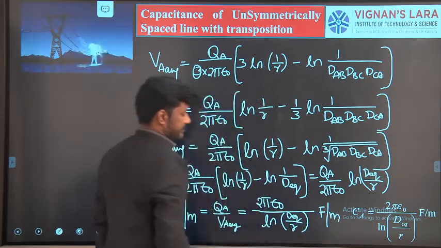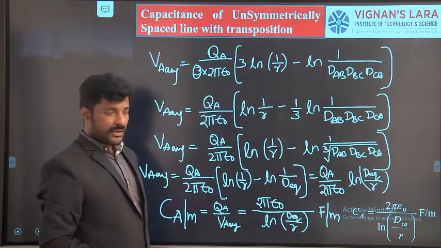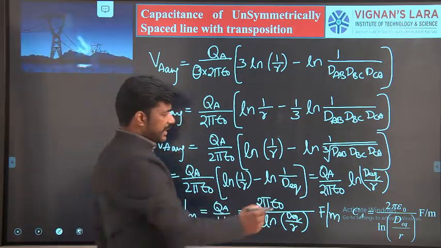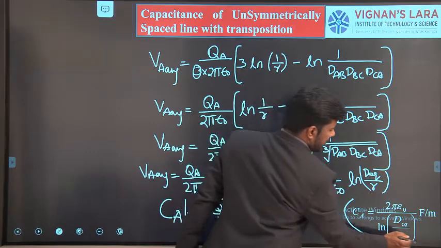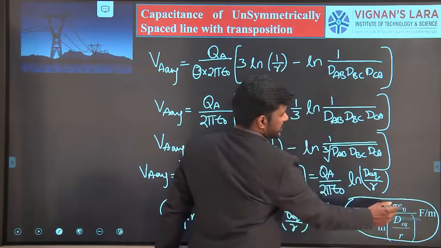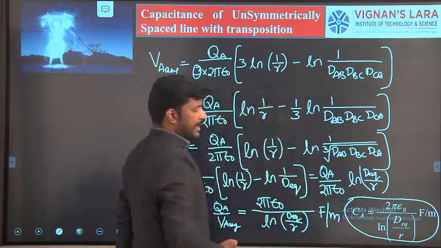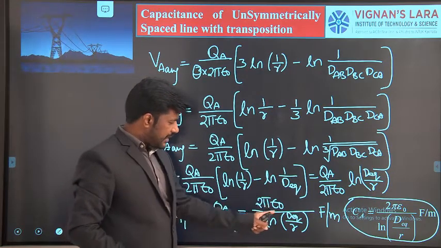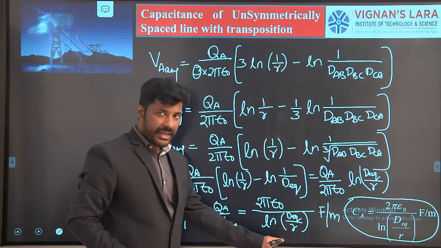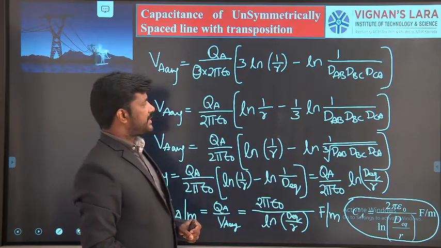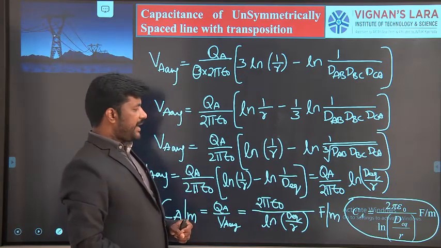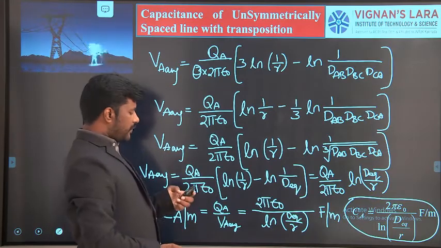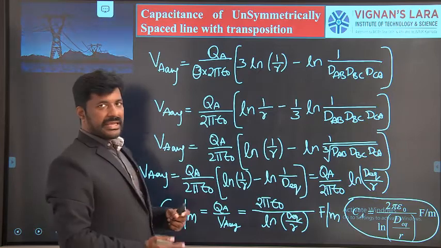For checking purposes, we got the formula for the capacitance of this phase from the textbook. What we got is 2 pi epsilon naught divided by ln of D equivalent by R. The same formula that we achieved here, 2 pi epsilon naught divided by ln of D equivalent by R, where D equivalent is the cube root of DAB, DBC and DCA. So far, the formulas are all in a similar manner.